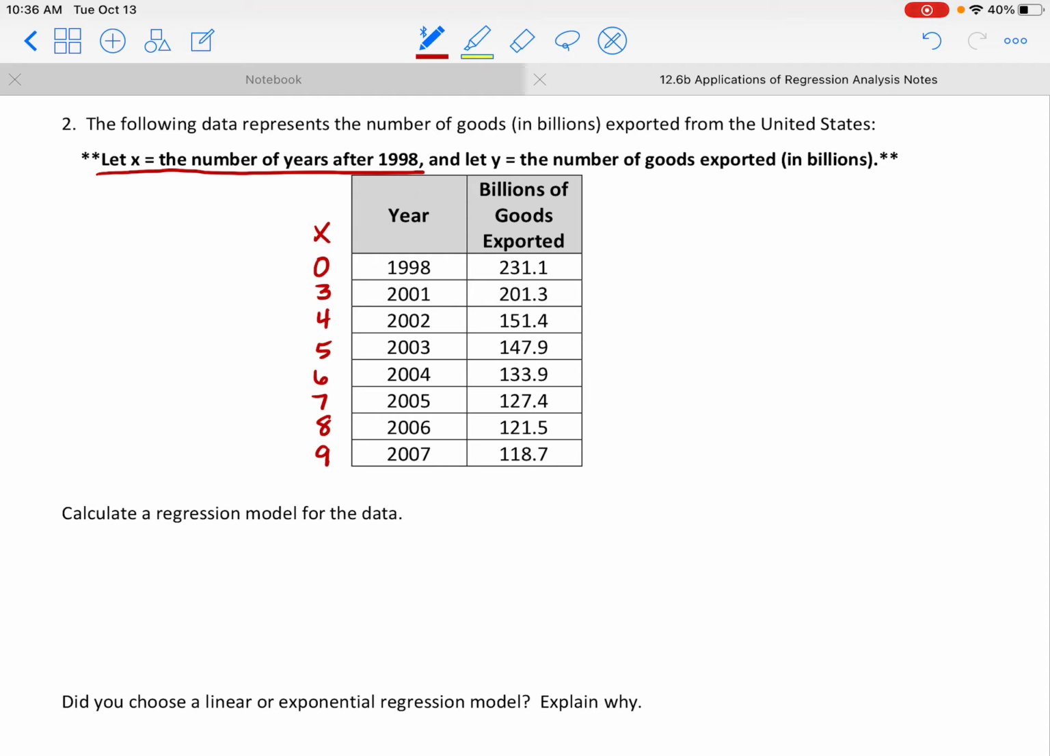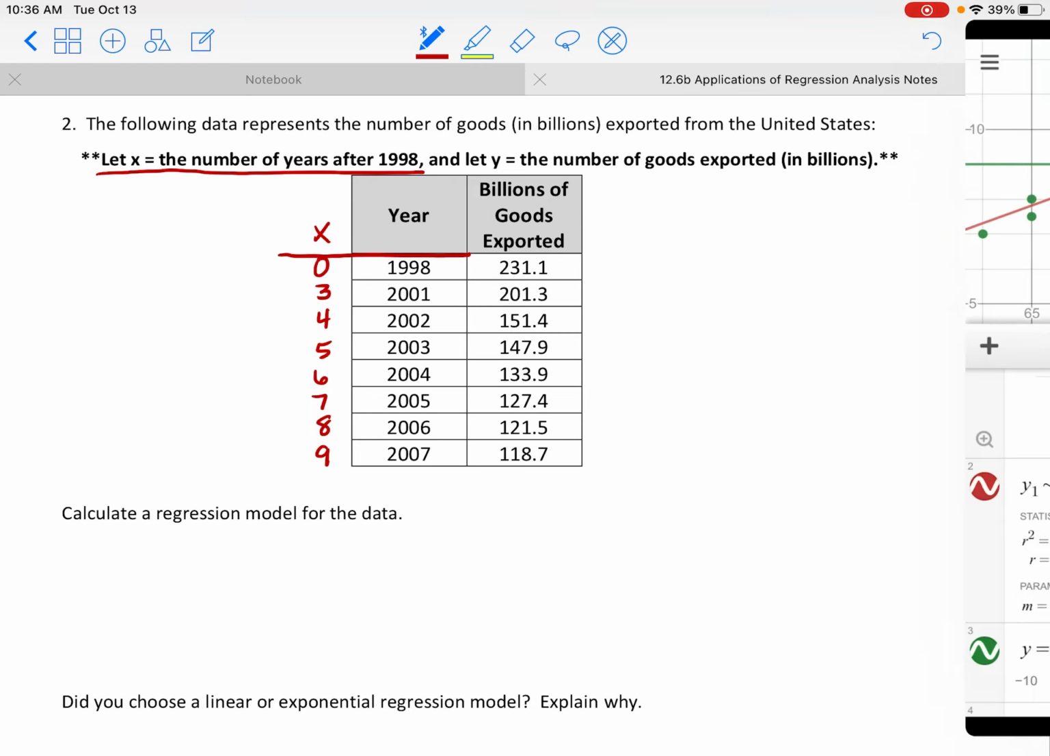So we have to be really careful reading the directions. Because it says let x be the number of years after 1998, that means we're not going to type those years in. We're going to be typing in how many years after 1998 we're looking at. So our x values will be the 0, 3, 4, 5, 6, 7, 8, 9. And then it says the y values are the number of goods exported in billions.